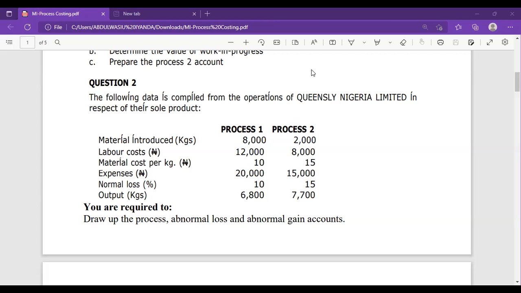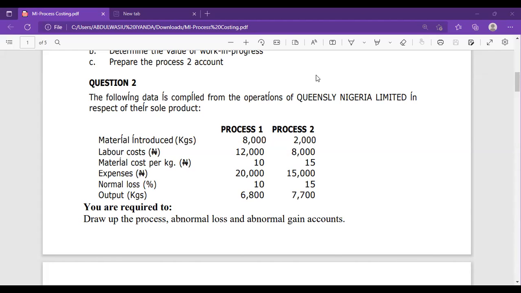So now, before you start, make sure that you understand the question very well. We have not written anything now, but you know what is in this question. What are we expecting? We are expecting 7,200 kg to be successful. And the output of process 1 that they want to transfer to process 2 is 6,800. So that means there's abnormal loss, and management has to take that up now.